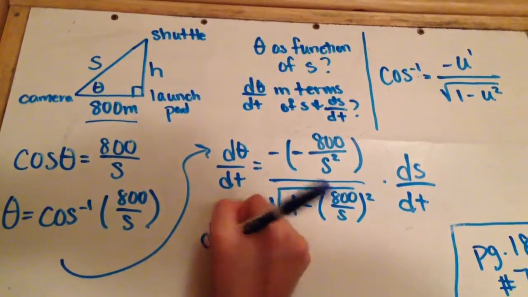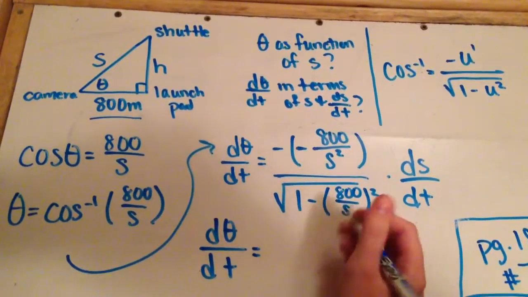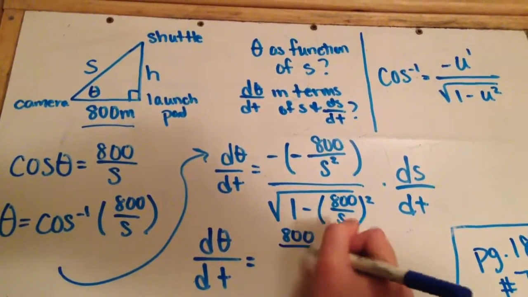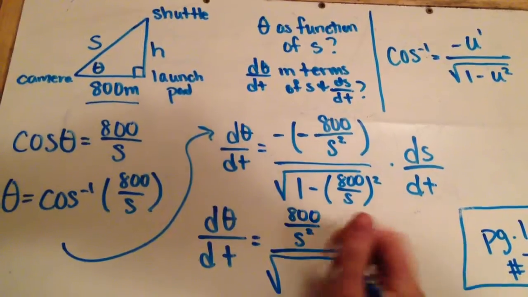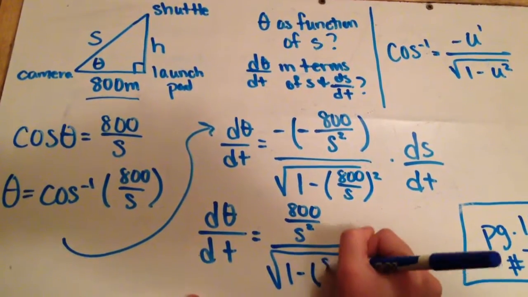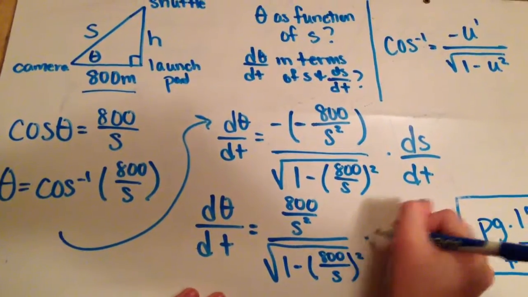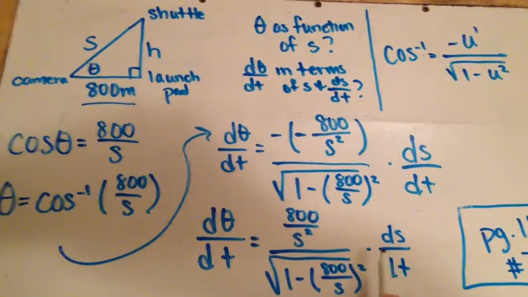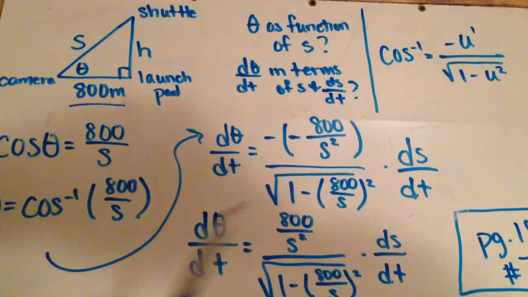So now we just simplify. d theta dt equals, two negatives make a positive, so 800 over s squared over the square root of 1 minus 800 over s squared, times ds dt, and this is your final answer because it wanted it in terms of s and ds dt.